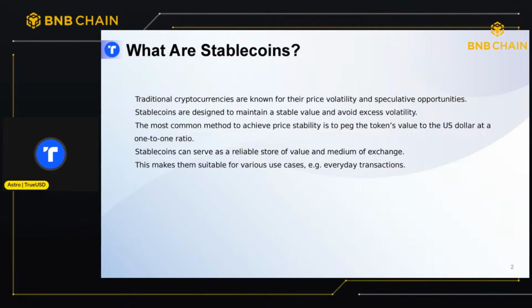Stablecoins, on the other hand, are designed to maintain a stable value. As the name suggests, the most common method of achieving this stability, which is one used by TUSD, is pegging the coin value to the US dollar at a 1-to-1 ratio. This creates a very high level of price stability. This stability allows stablecoins to serve as a reliable store of value and medium of exchange, making them suitable for various use cases, including everyday transactions in the physical world. To achieve price stability, different types of stablecoins employ different mechanisms.